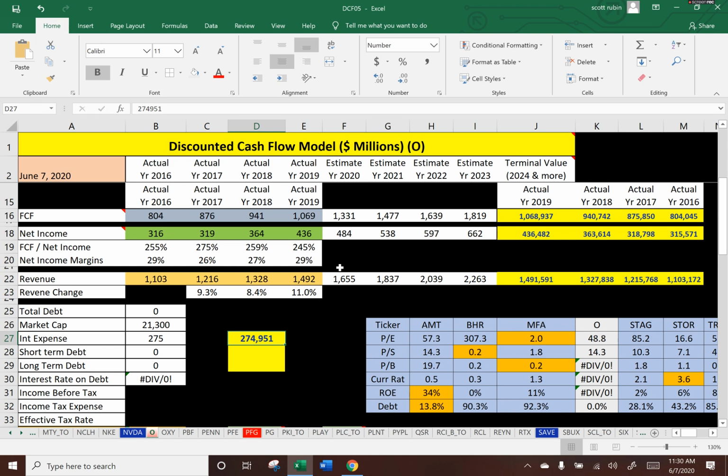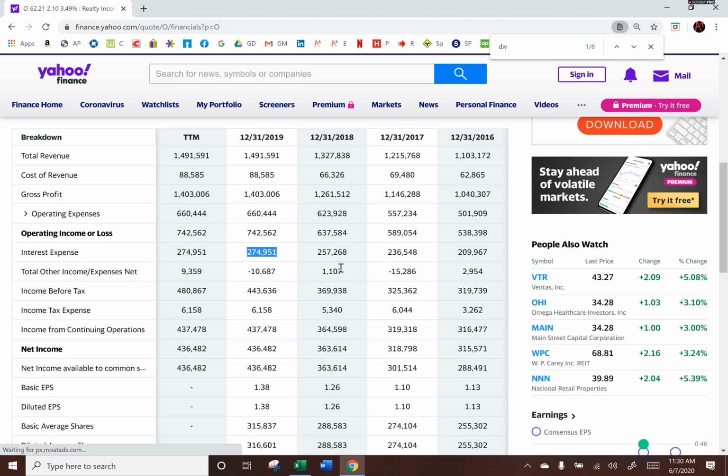Because if it's a risky business, we need to give them a really high interest rate, like a 10% rate to discount the cash flows. But if it's not a risky business, then we could give them a lower rate, like 4%. And the lower the rate, the more conservative the results are. So I put in the interest expense, which is the interest this company pays on its debt.